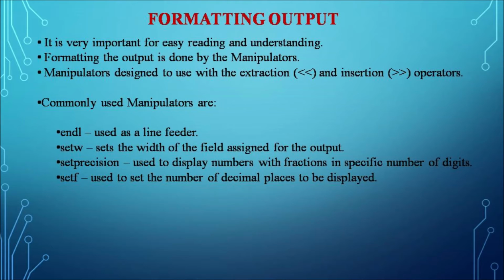And setw. Setw is nothing but setting the width of the field assigned for the particular output. It means the number of characters, number of spaces, like that. So it gives a clear appearance. And setprecision and setf, these two manipulators work for floating point, that is the decimal values. So now let us see how these manipulators work. First one is endl, that is end the line.